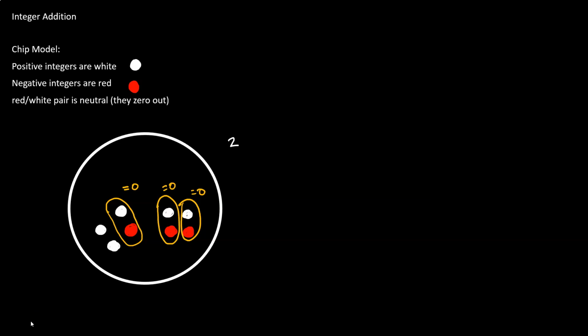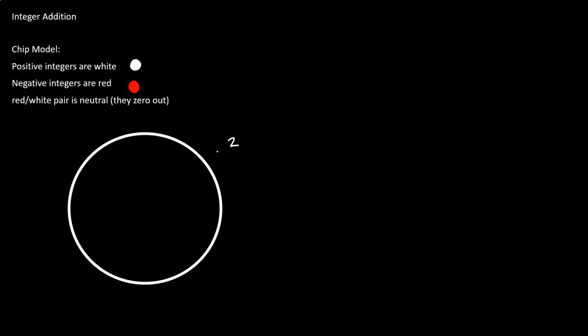Okay, now that we know how to do the chip model, or how to represent a single number using the chip model, we can practice doing some addition problems. For example, maybe I want to do something like 2 plus negative 1. So this is integer addition. I've got a positive number added to a negative number. What I would do is represent my positive number with white chips. So I've got 2 white chips.